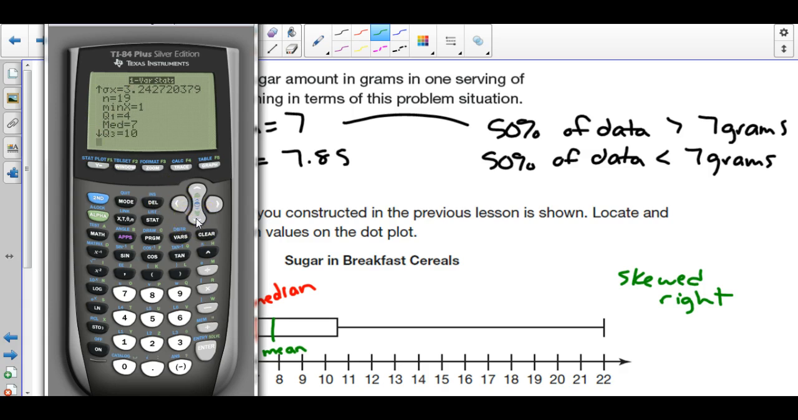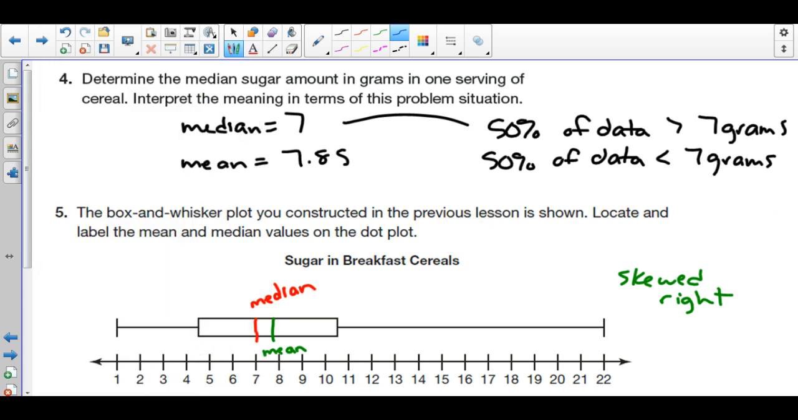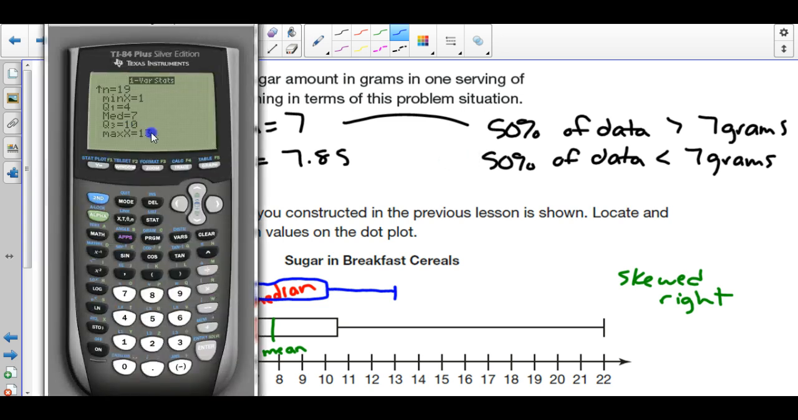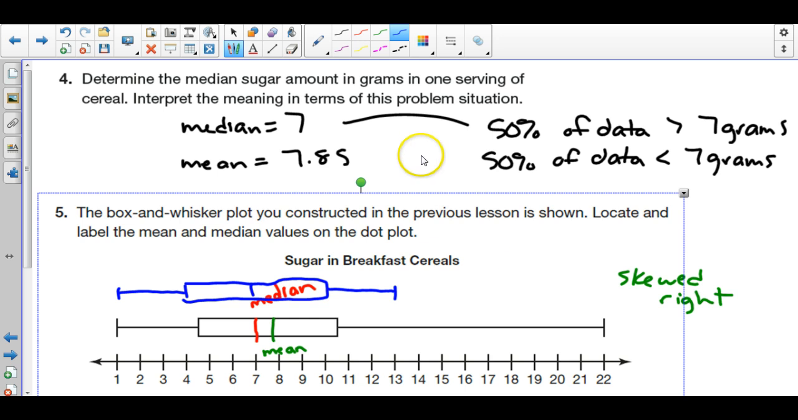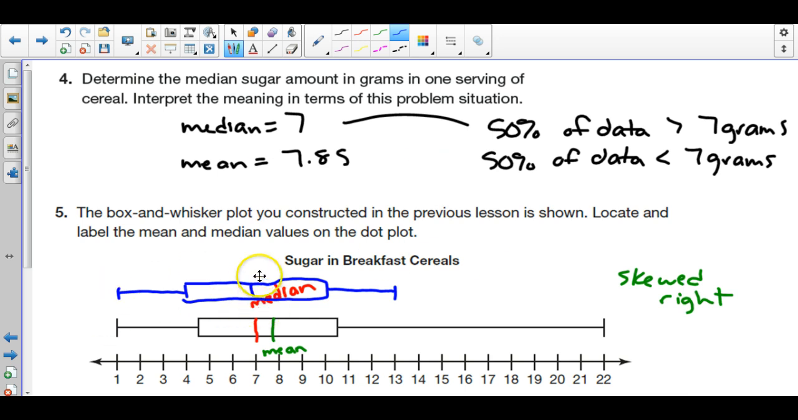As far as your box and whisker plot goes, we're going to create one for the new data points, taking away the 22. We're going to calculate using a minimum of 1, a maximum of 13, and a median of 7. So that's going to say, and you guys can do this directly above it, 4 would represent your first quartile. 10 is going to represent our third quartile. 7 is the median. And then 13 was your new maximum. If I go back to the calculator here, 13 was your max. It looks like 1 was still your min, and then 7 was your median.